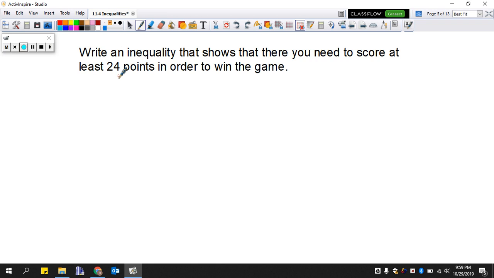And we have, it says write an inequality that shows that you need to score at least 24 points in order to win the game. Well, at least means you can score 24 or more. So that's greater than or equal to. And we're going to say points, P, has to be greater than or equal to 24.